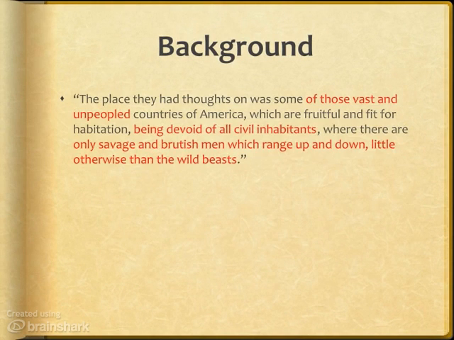Now let's look at what Bradford is saying here, because these words tell us a lot about how his group viewed America. The first thing that jumps out at me is his description of America as, quote, "vast and unpeopled," end quote. This contradicts everything we know about America before Columbus. Remember, there were millions of native peoples living in North America alone at the time that Bradford is describing.